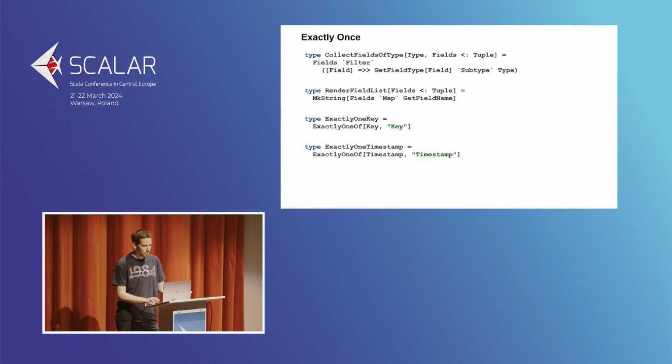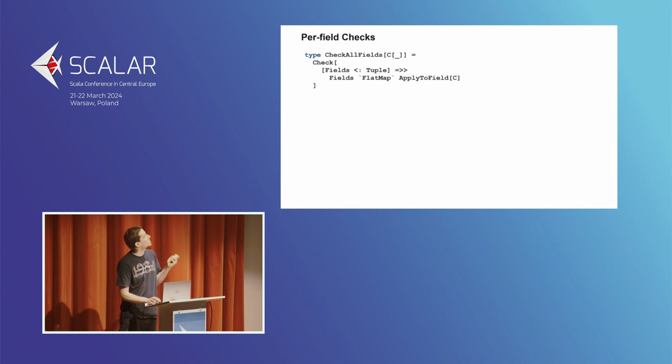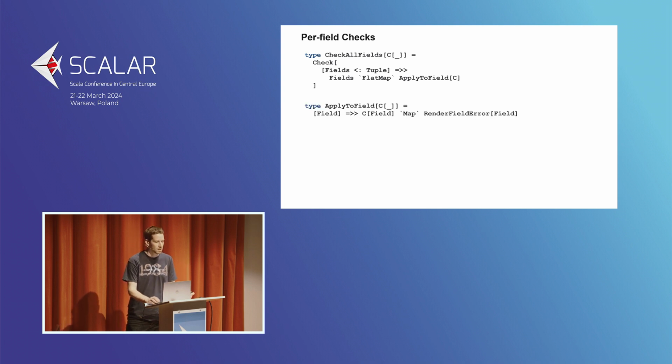Three checks down, so two more to go. The other checks are per field checks, meaning that we have to apply the same check over each field separately. To make it easier, we'll do another bit of framework code. We're going to apply a single per field check over all the fields of a tuple. We're basically applying this check to a single field, and then we concatenate all the results using flatMap into a single list of errors, in case they're there.